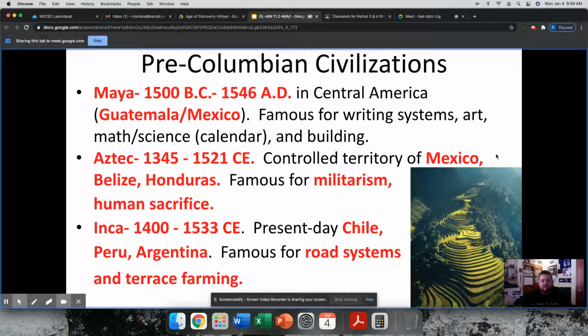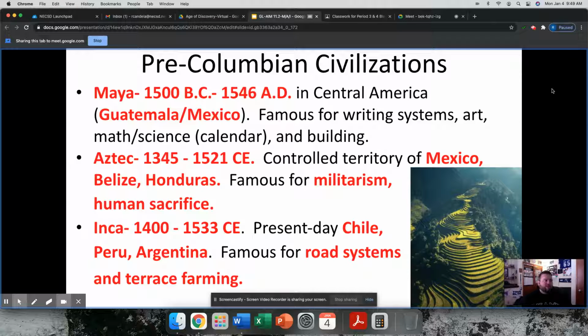Then we have Aztec and Inca. Aztec kind of took over the Maya. I know that the year for the Maya is later than the year for the Aztec, but as far as the height of the civilization, the Maya kind of fall off after a while, and the Aztec crop up in their place. This is a lot of the same territory, with some overlap: Mexico, Belize, Honduras. They're famous for militarism and human sacrifice.